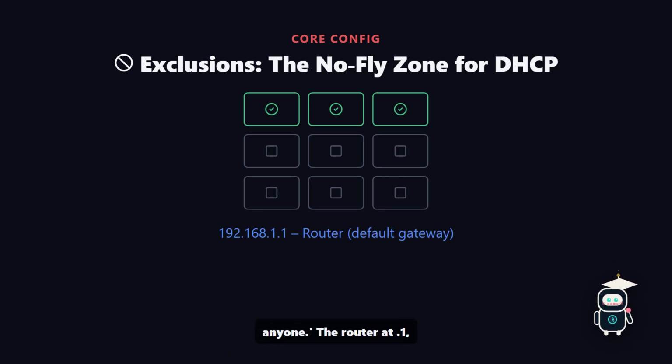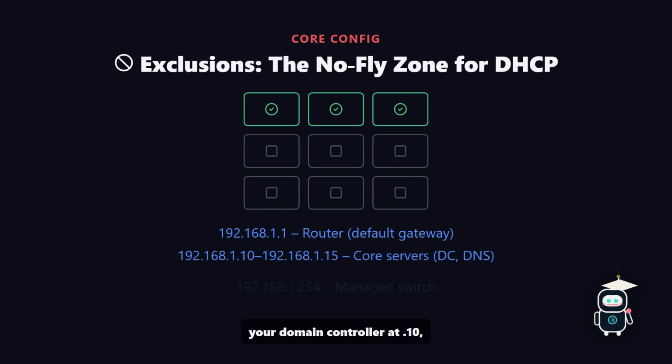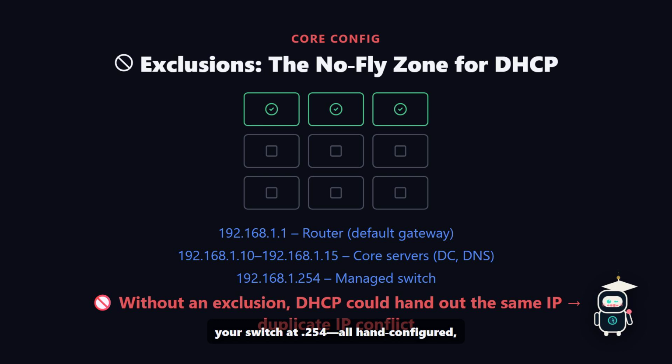The router at .1, your domain controller at .10, your switch at .254, all hand configured, so they must be excluded. If you set a static IP on a server but skip creating an exclusion, the DHCP server has no idea that address is occupied. It could hand the same IP to a laptop, creating a duplicate IP conflict that's painful to debug.